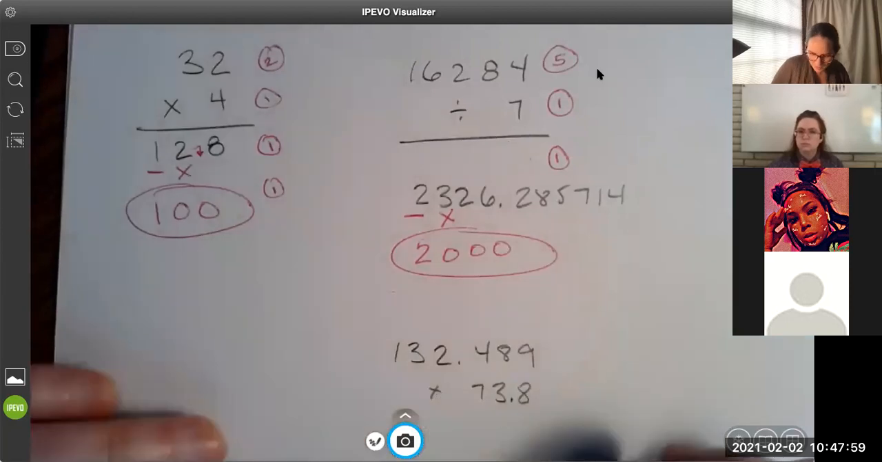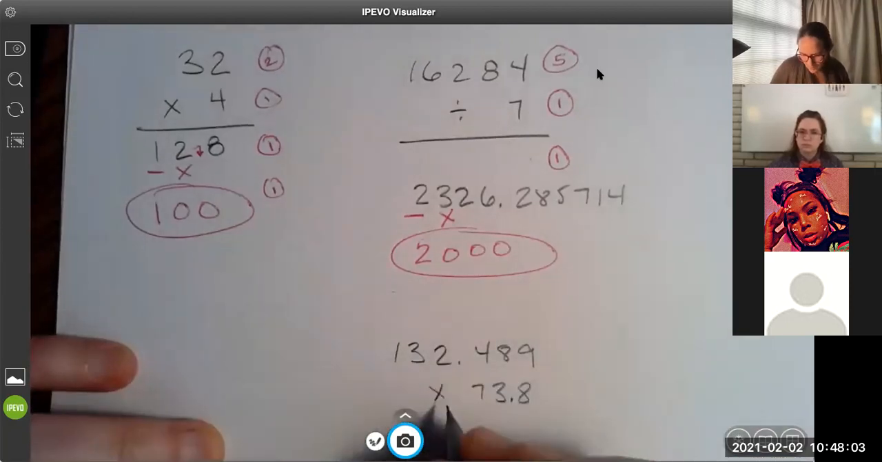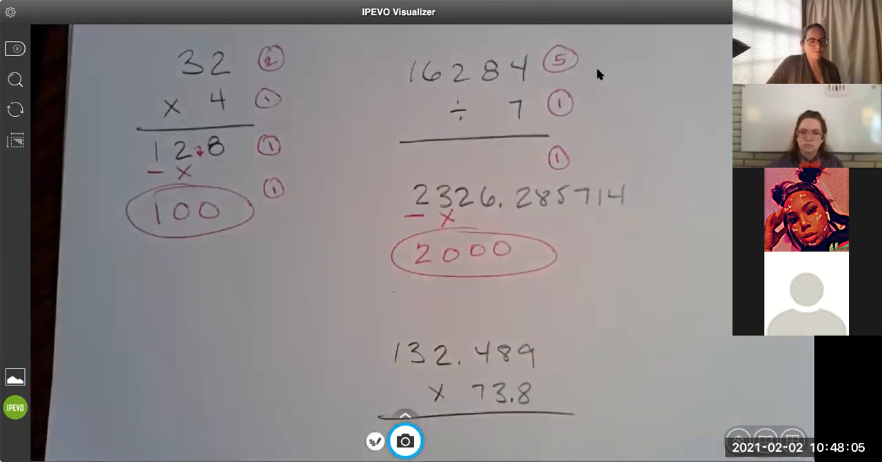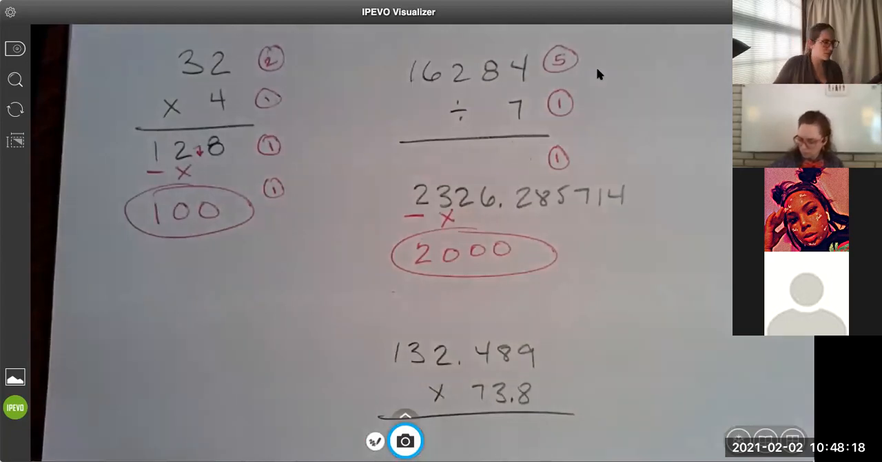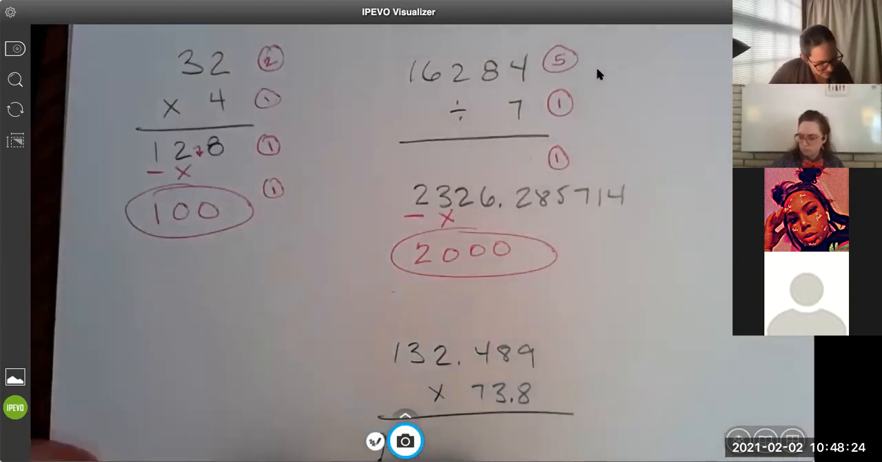No, I'm going to do dividing. No, multiply is fine. Okay. I'm just going to use the calculator: 132.489 times 73.8. Oh, that's kind of a cool looking number. This was random. 977768882. That sounds like a phone number. Okay.